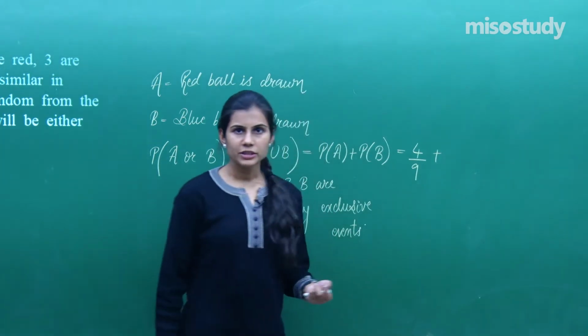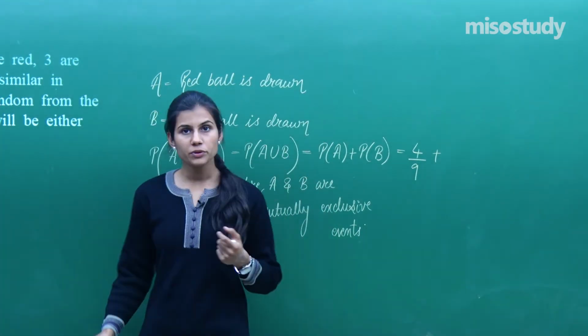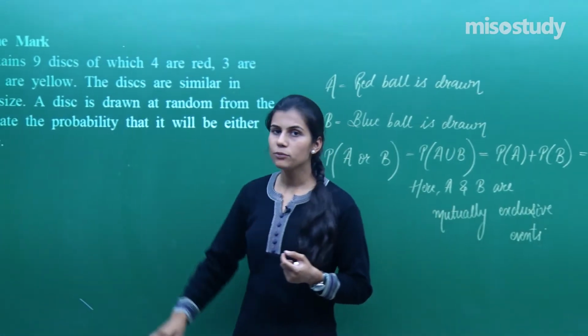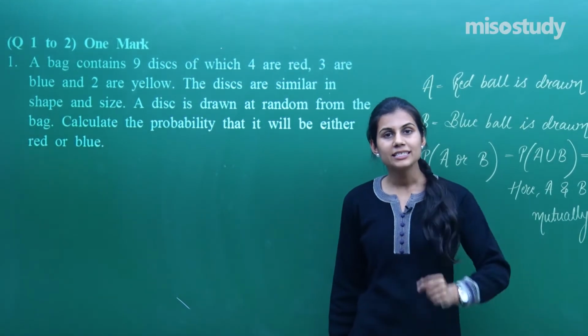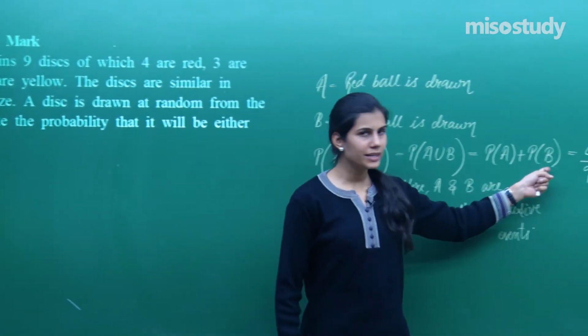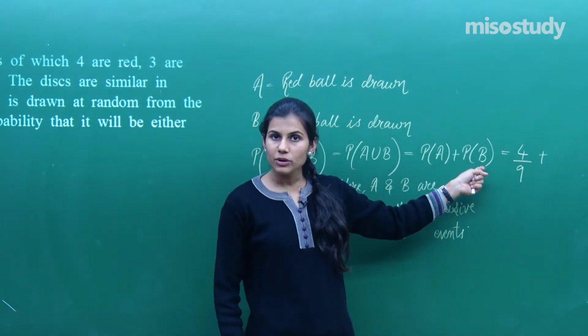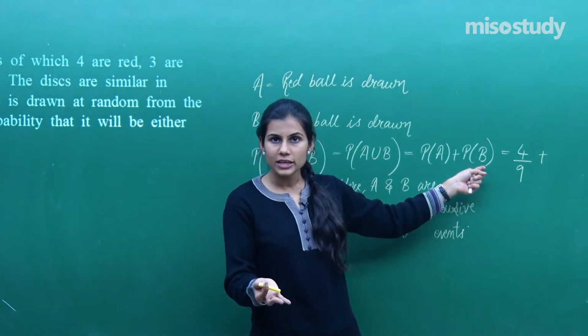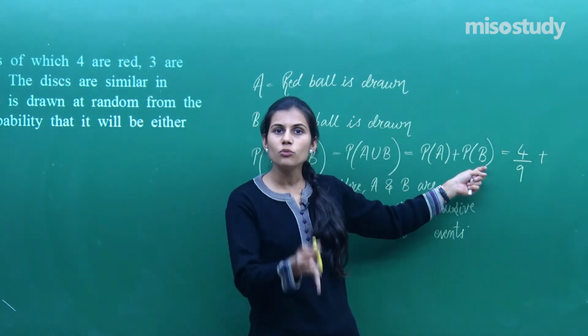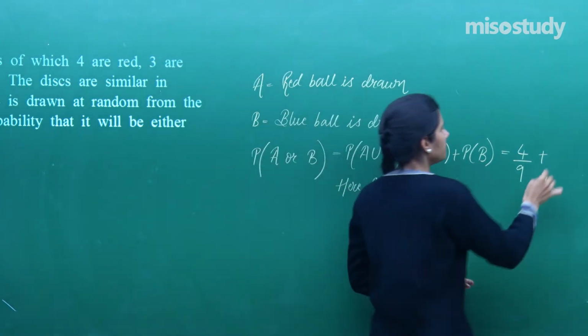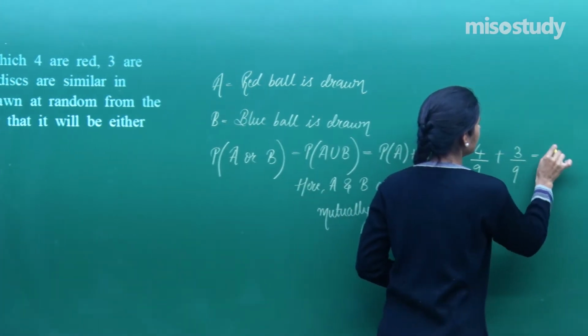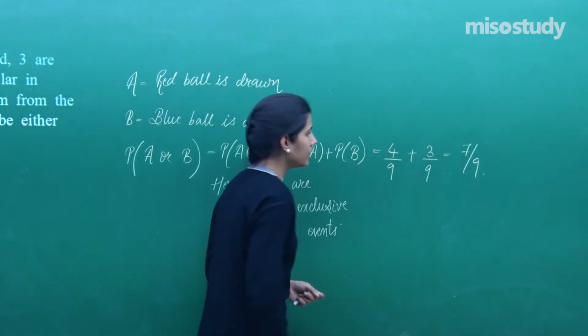Similarly, probability of event B is that a blue ball is withdrawn. Now in the bag there are 3 blue balls, right? That means there are 3 elementary events favorable to event B. So probability of event B will be the sum of those 3 probability of elementary events, which is 1 by 9, 1 by 9, 1 by 9. So this will be 3 by 9. This gives you 7 by 9.